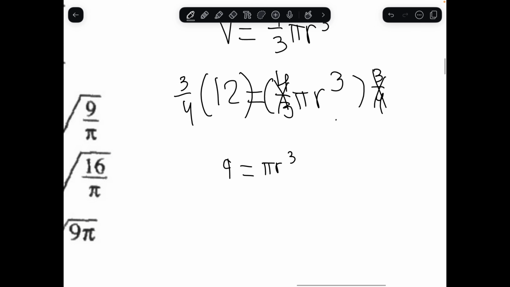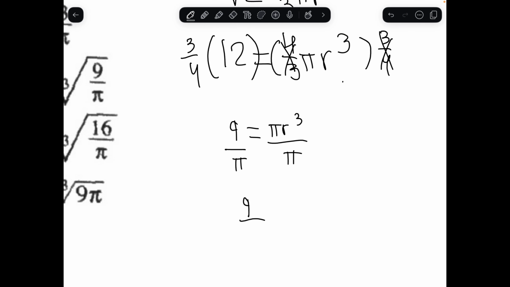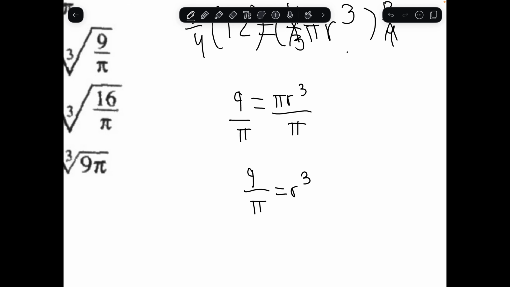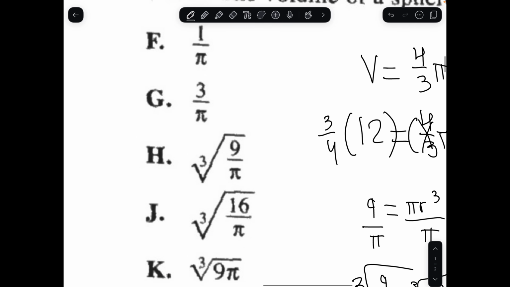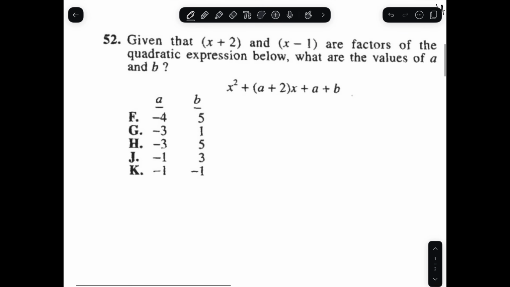And now I would divide by pi. So you get 9 over pi equals r cubed. And then now I would just take the cube root of the left side, so the cube root of 9 over pi, to completely isolate r, and you get r equals the cube root of 9 over pi. So the answer is H.